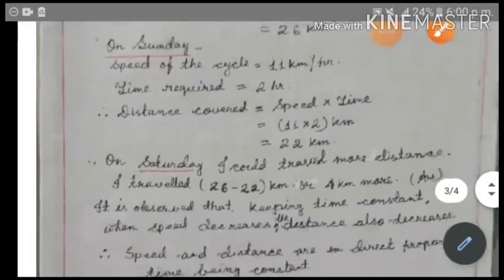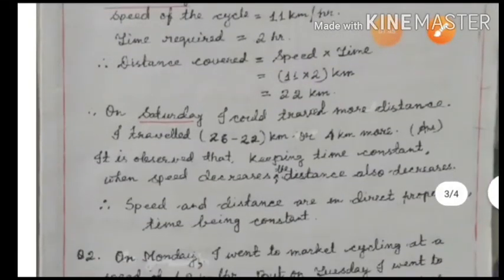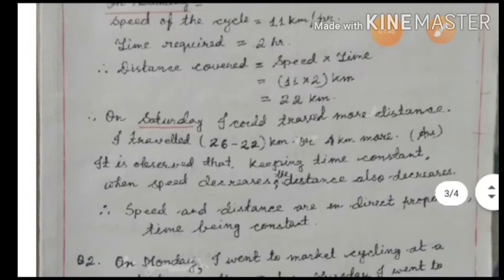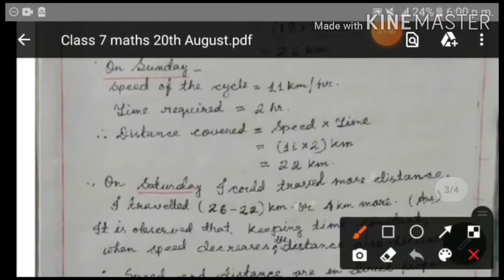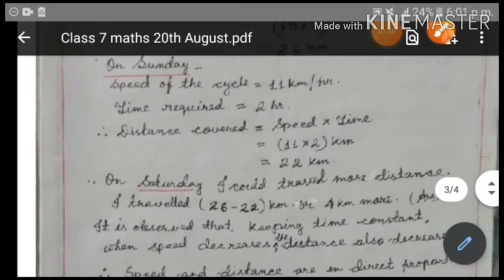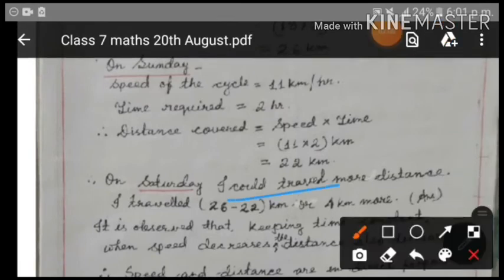So you will write in this way. On Saturday I could travel more distance. Obviously, on Saturday I covered 26 km and on Sunday I covered 22 km. So obviously 26 is greater than 22. So you will write that on Saturday I could travel more distance, and how much more? 26 minus 22, that is 4 km more distance you have travelled on Saturday as compared to Sunday.